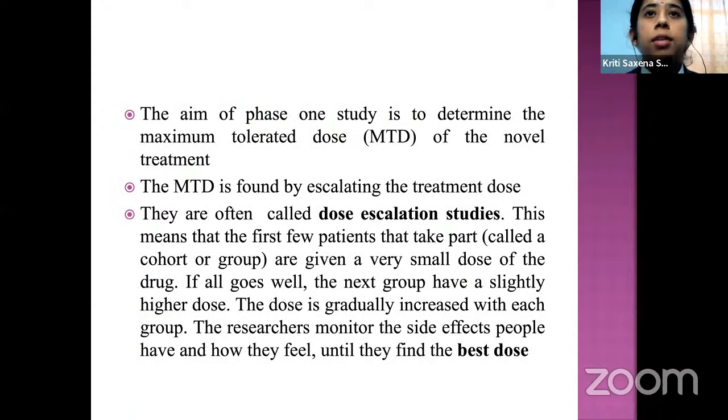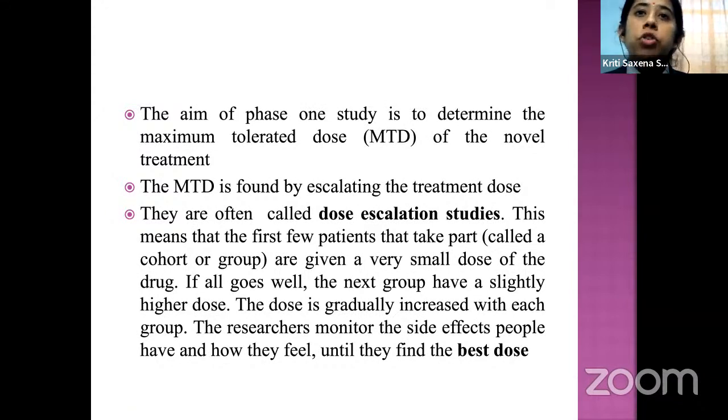The aim of the study is to determine the maximum tolerated dose. The human body is very, very sensitive. We cannot tolerate high doses, and sometimes when we have a potent drug, even 1 or 2 milligrams can prove fatal to the human body. That's why in phase 1, we use healthy volunteers and then check for the maximum tolerated dose. It is found by escalating treatment doses, and it is also called dose escalation studies.